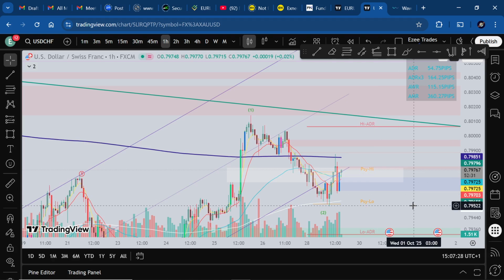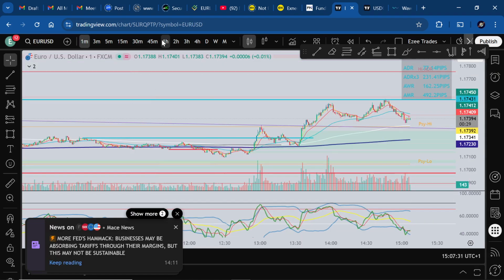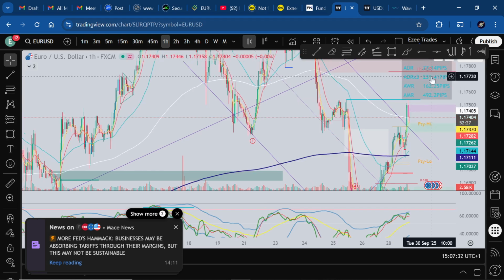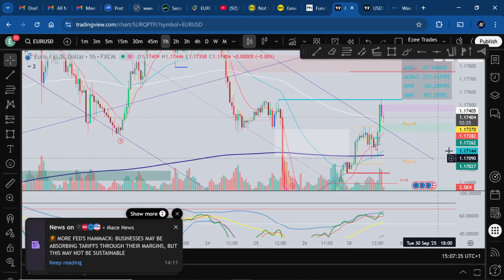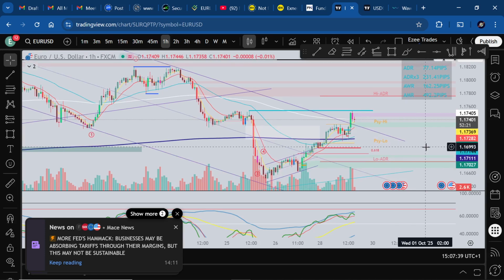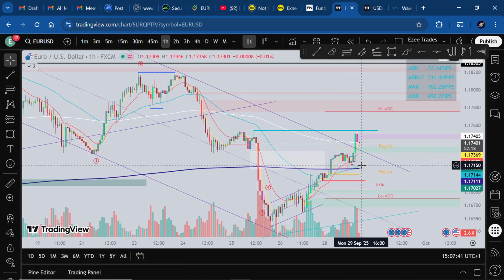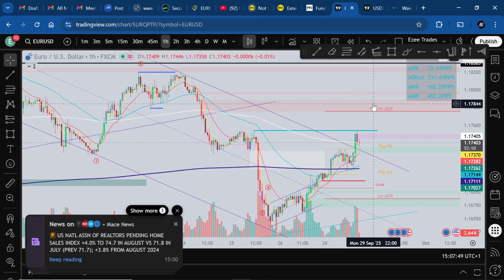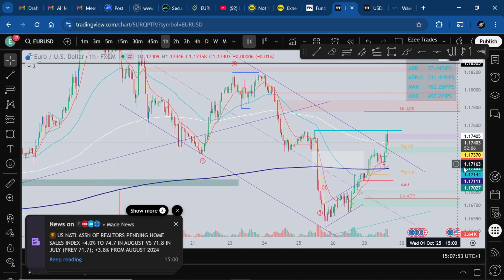Onto Euro USD. I was trying to short Euro USD. Now I actually think it's possibly a short, but I'm going to stay out of that currently. I wouldn't be surprised if we swiped this high, if we came into this imbalance, we got a wickless candle over here and then dropped.